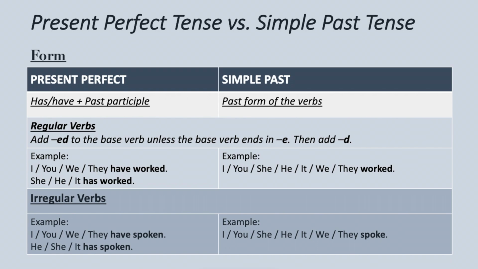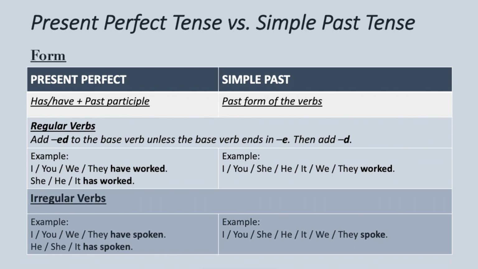The past participle looks the same as simple past for regular verbs. We take the base form of the verb and add ed, or if it ends in e, we just add d. You can see here under the present perfect for regular verbs, you'll have I, you, we, and they have worked. We're still using work as our example verb. And for the third person singular, which is she, he, and it, we'll use has worked. For the simple past, they're all just worked.